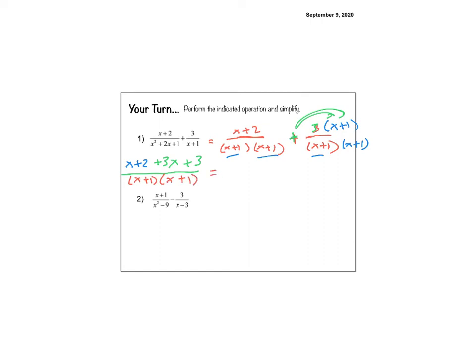Combine our like terms up there in the numerator. A 1x plus a 3x is a 4x, and a 2 plus 3 is a 5, all over the common denominator of x plus 1. Another way of writing the denominator is, since there's two x plus 1s, you can say that's x plus 1 in parentheses squared. So either one of these answers works.